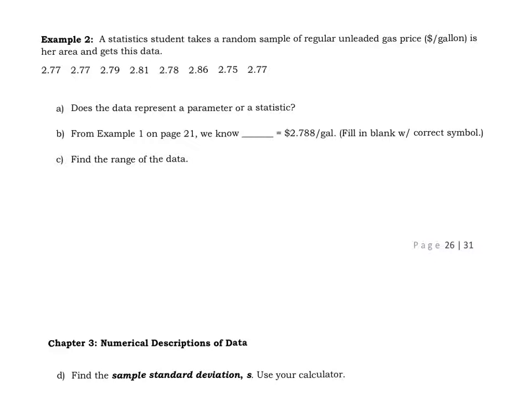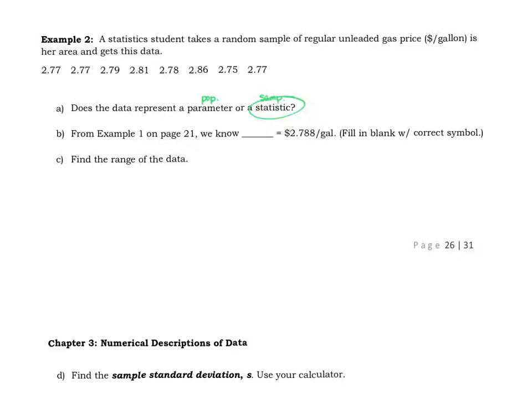Let's finish up section 3.2 with example 2. So we have seen this data before. Again, this is the sample of gas prices in an area. So will this represent a parameter or a statistic? Remember, parameters are based on a population, and statistics are based on a sample. And since this is a sample, we are talking about a statistic.